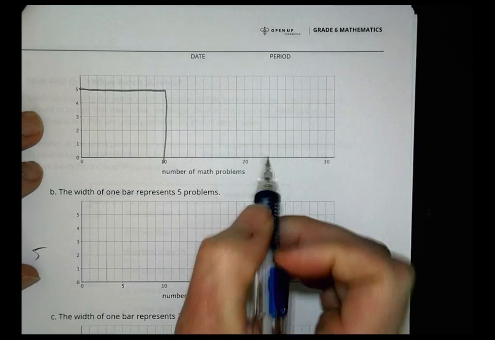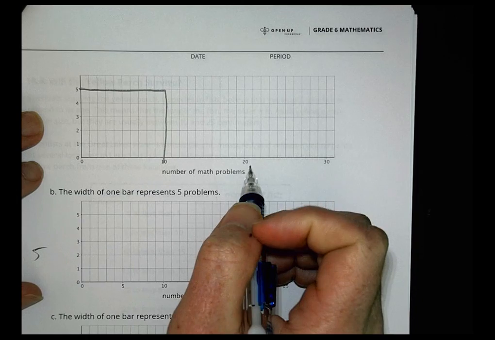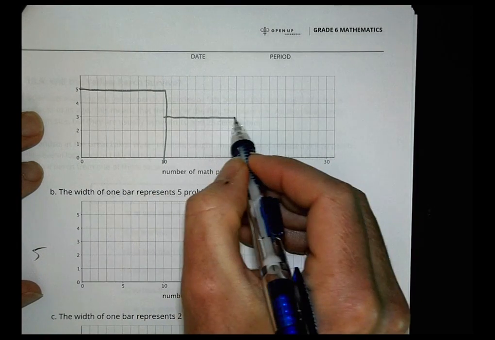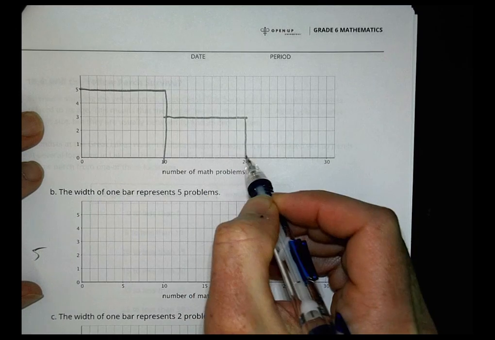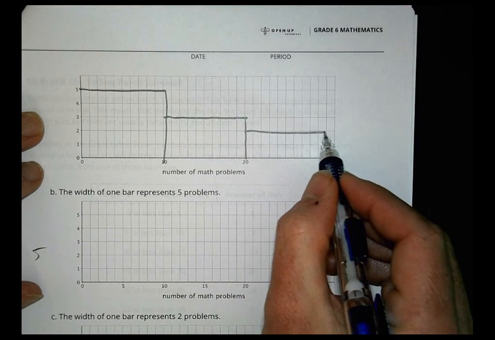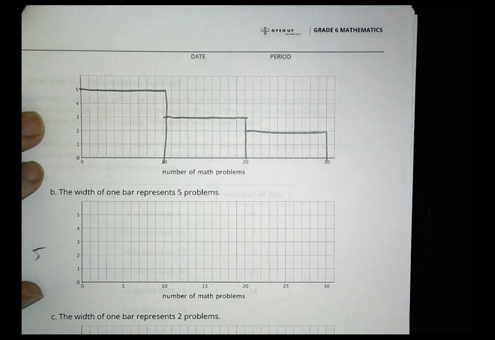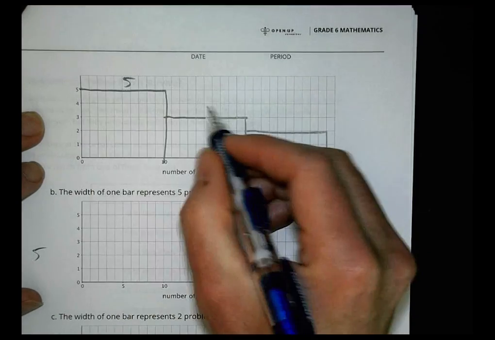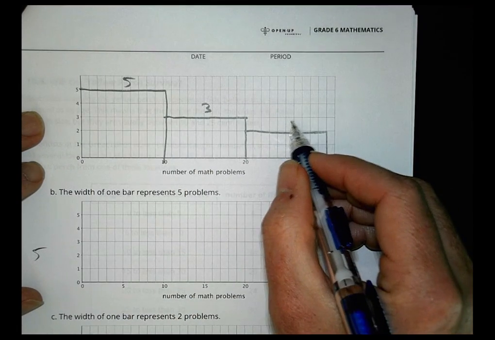Between 10 and 19, we had 1, 2, 3. So we had 3 right there for that value there. And 20 or more, there were 2. So we put it right there. So that's our first histogram. Okay, so we have 5, we have 3, and we have 2.